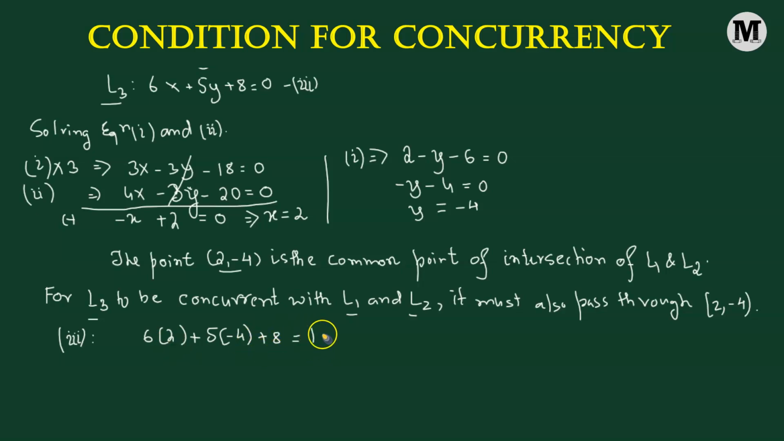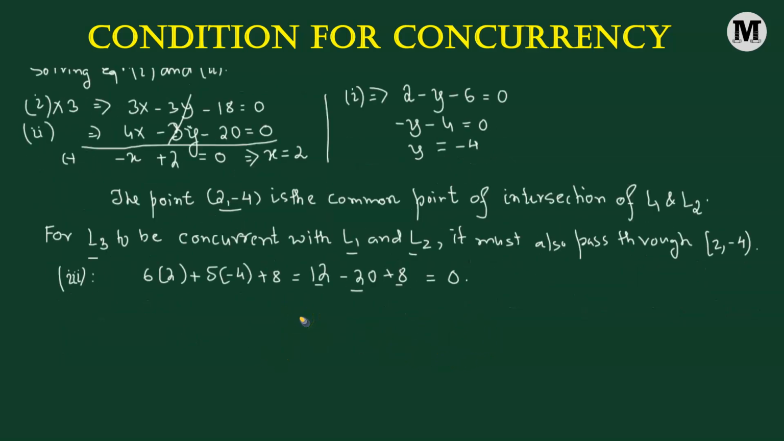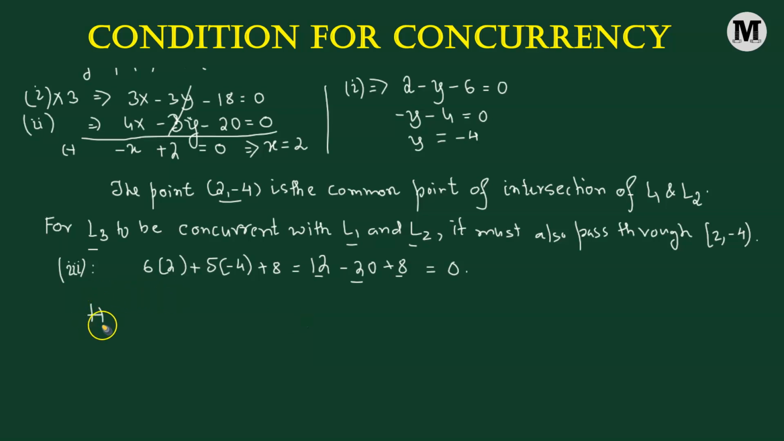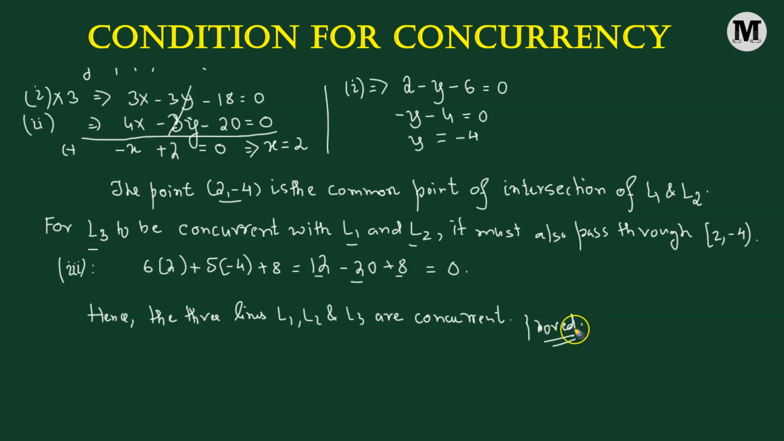So 6 times 2, that's positive 12. 5 times negative 4, that's negative 20, added to 8. Now we have 12 added to 8, that's positive 20, and we have negative 20. So that's definitely going to give us 0, which means that it is satisfying the equation of the line L3. Hence, the three lines L1, L2 and L3 are concurrent, hence proved. And in this problem, we were also asked to find the common point of intersection. We have already found that the common point of intersection is 2 comma negative 4.